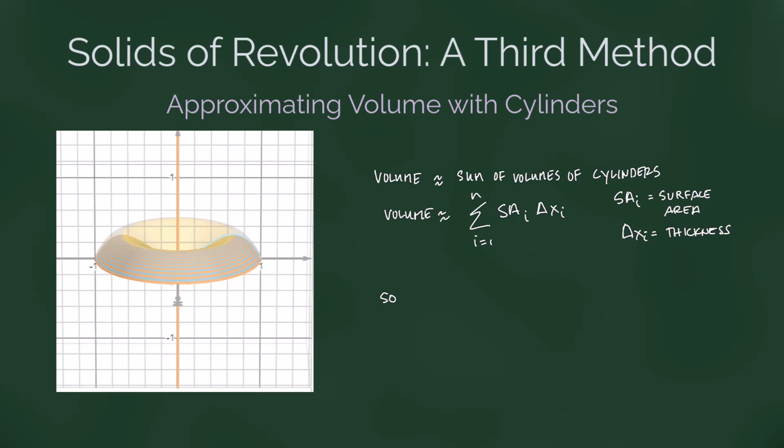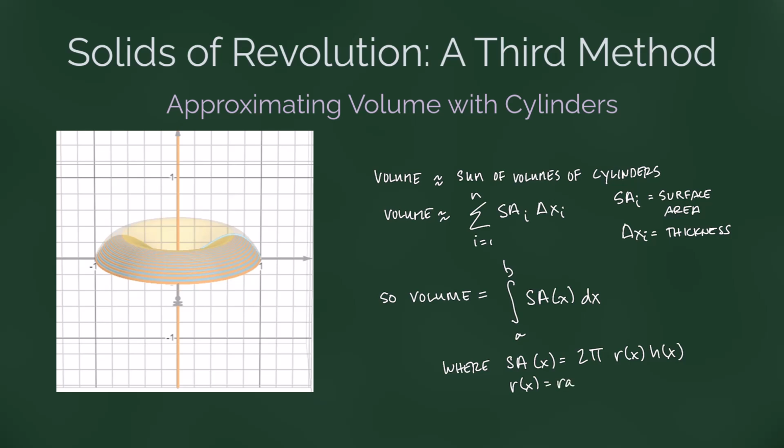Doing what we've done previously, we can then say that the volume becomes an integral. We let n go to infinity, and our volume becomes the integral from a to b of the surface area function times dx. Again, utilizing the fact that surface area is 2 pi times r of x times h of x, where r of x is a function that represents the radius of any given cylinder, and h of x is a function that represents the height of any given cylinder.